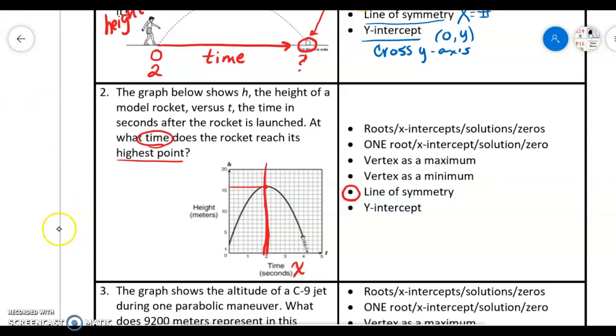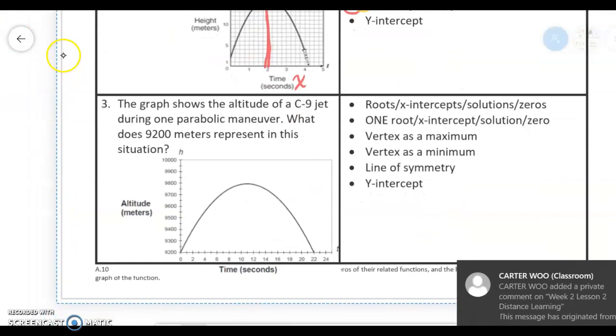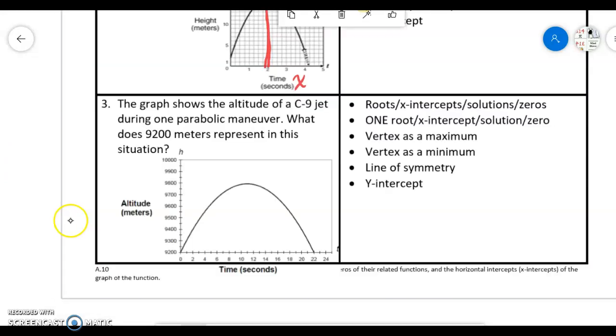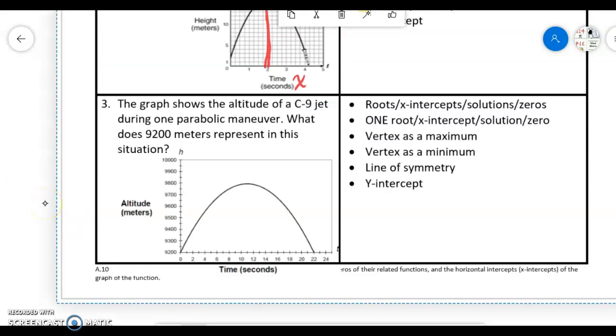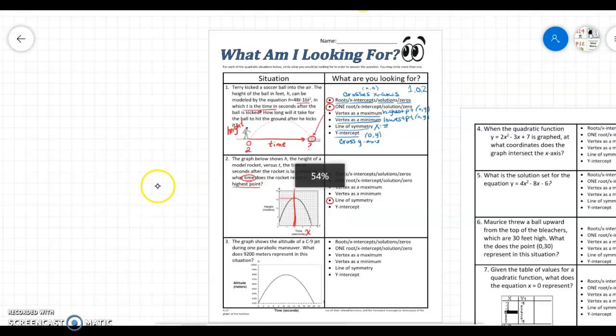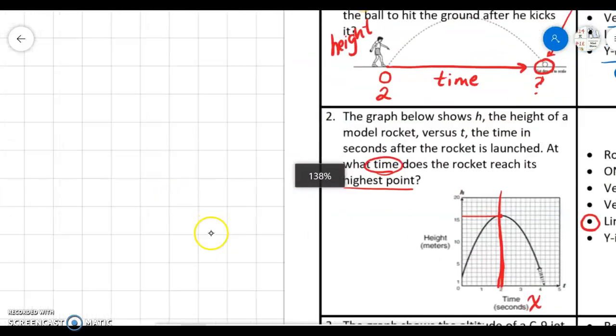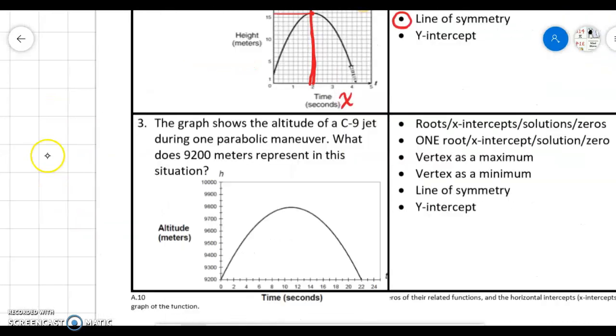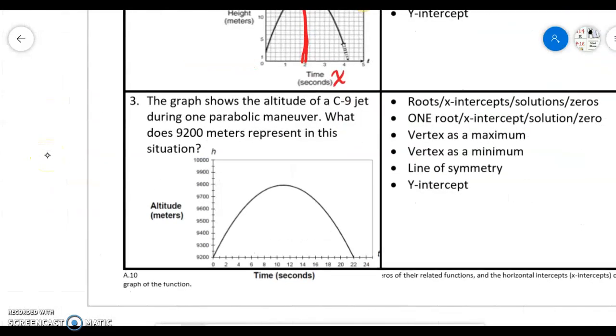For number 3, the altitude of a C9 jet is shown on the graph during a parabolic maneuver. What does 9,200 meters represent in this situation? I apologize, I did not mean to zoom out on you there. So here is the 9,200 meters.